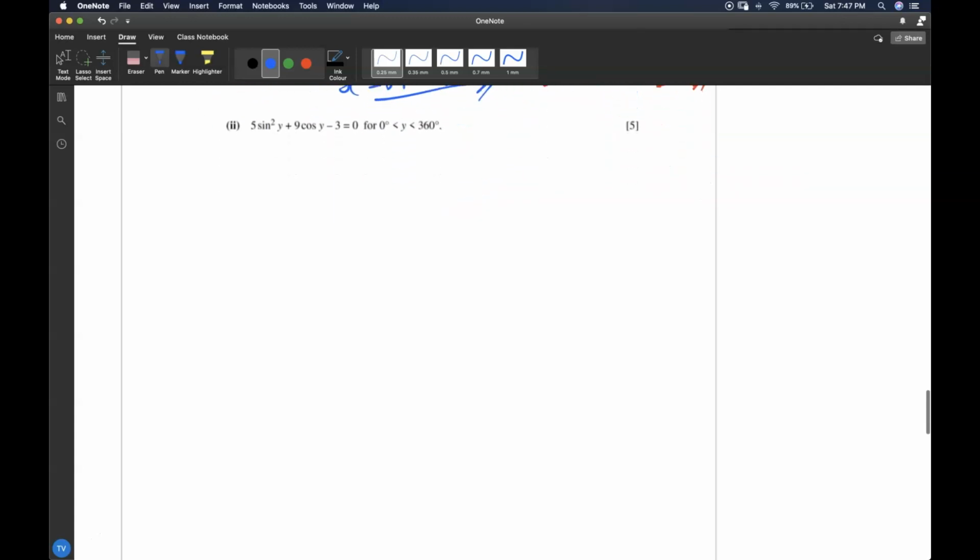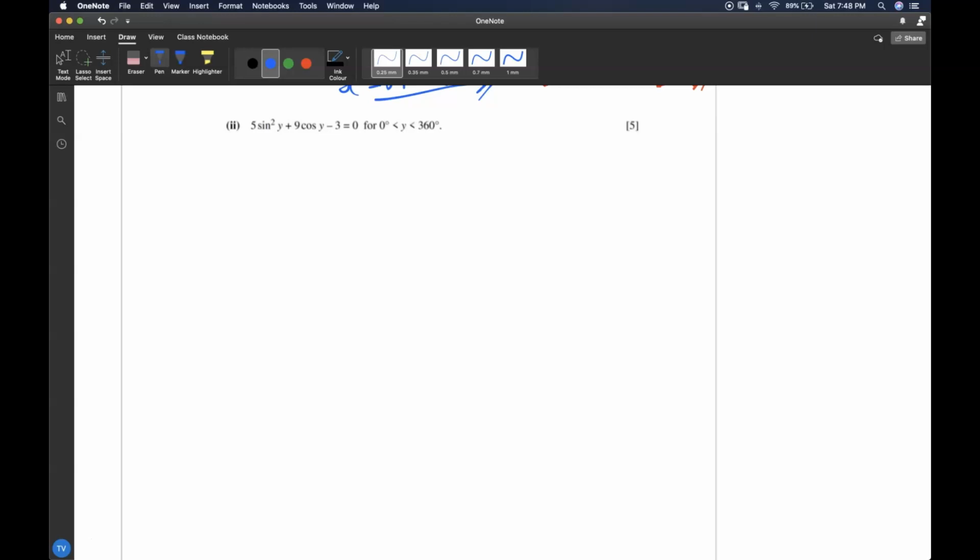Okay, now let's move on to one that is a bit more complicated. So this guy. There are a couple of things here that you have to do. If you notice, there's a couple of terms here. So we have sine square y, 9 cos y minus 3 equals 0. And the y values are from 0 to 360 degrees. Sorry, I keep interchanging the name, either domain or range. It doesn't matter as long as it's a value that is between 0 and 360 degrees.